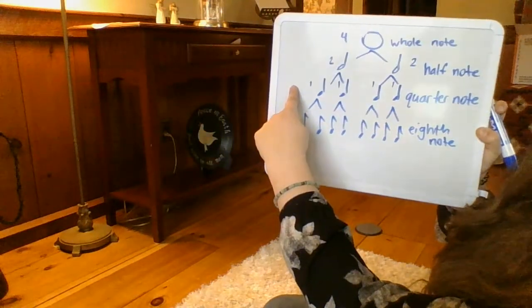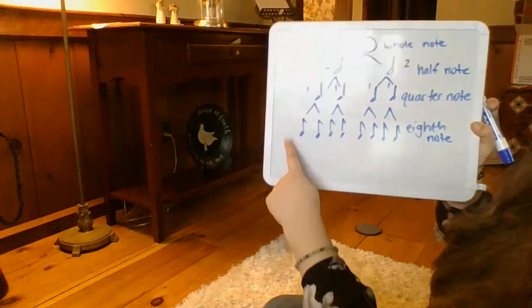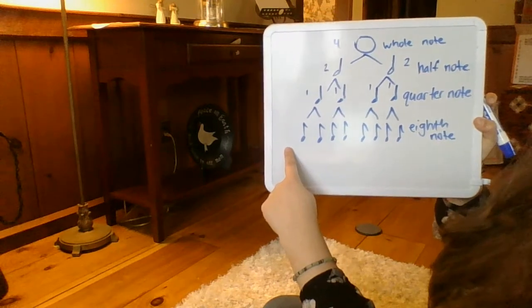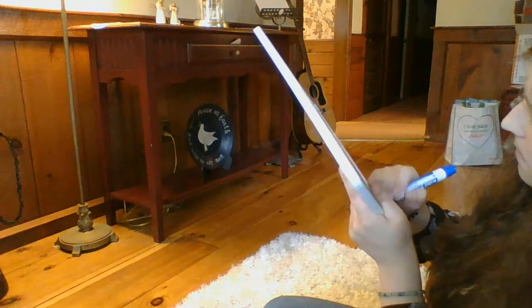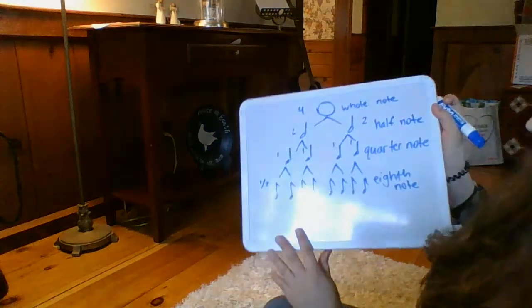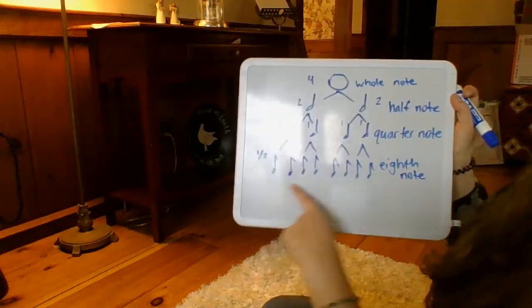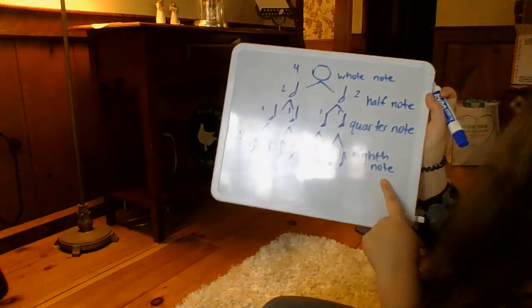So if a quarter note gets 1 beat, how many beats does an eighth note get? Half of 1 is a half. So it gets a half a beat. That's called an eighth note.